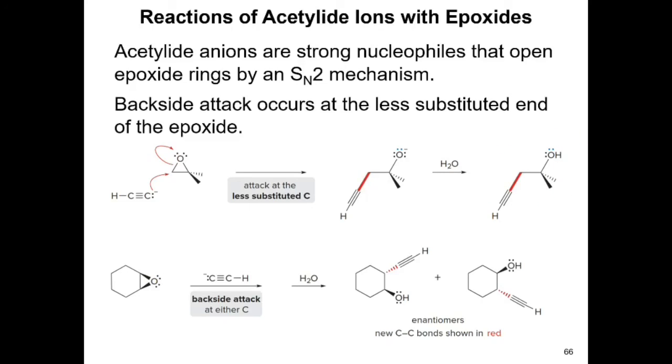And here's another example. We have an epoxy cyclohexane reacting with an acetylide ion and water to form a pair of enantiomers. So you can see that this acetylide ion can attack on either side of the epoxide. It can attack this top carbon or this bottom carbon. And this results in the formation of racemic mixture, a pair of enantiomers.